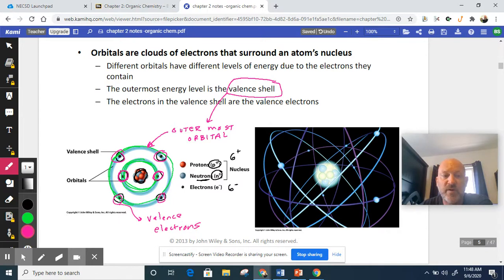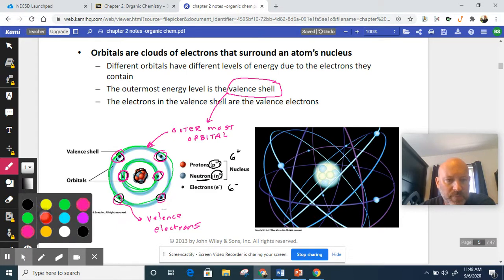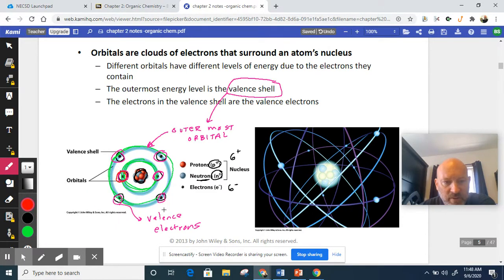Valence electrons are very important because they determine how reactive this atom is going to be. All right. The ones on the inside, these electrons here, these are not valence electrons because they're not occupying the outermost shell. All right. So this atom here has, even though it has 6 electrons total, 4 valence electrons.